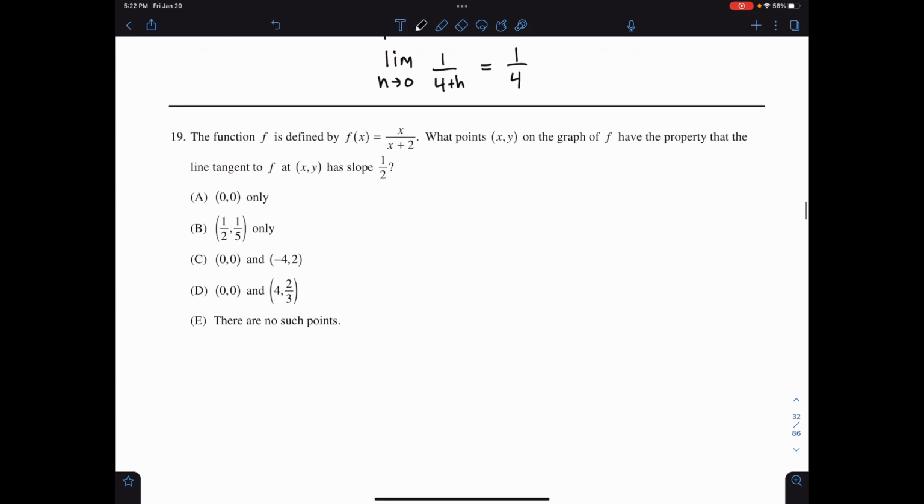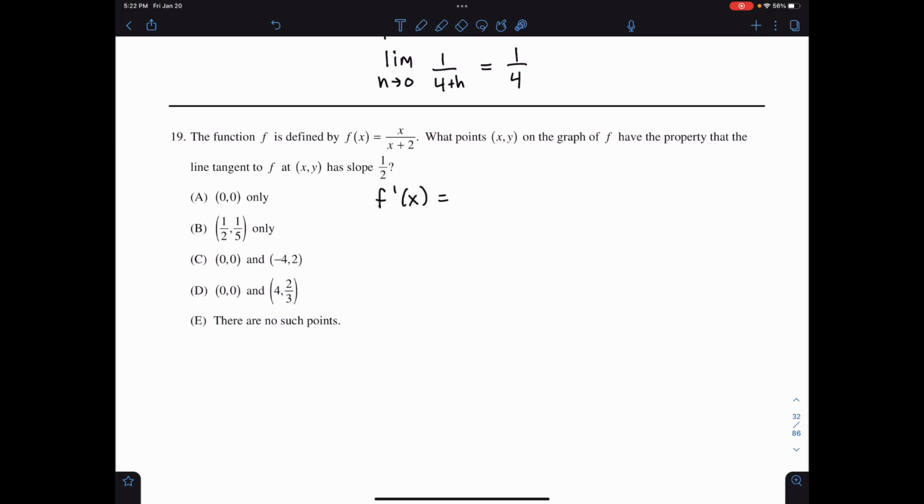Yep. 19, the function f is defined by f of x is equal to x all over x plus 2. What points x comma y on the graph of f have the property that the line tangent to f at x comma y has slope 1/2? Okay, so here we want to find the points x comma y that have a slope 1/2. And whenever we see slope of an equation, we think derivative. So we need to find the derivative of f, which is f prime of x.